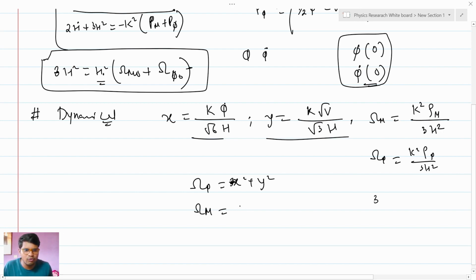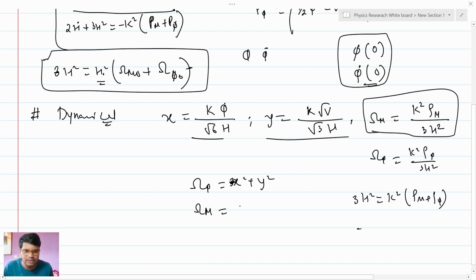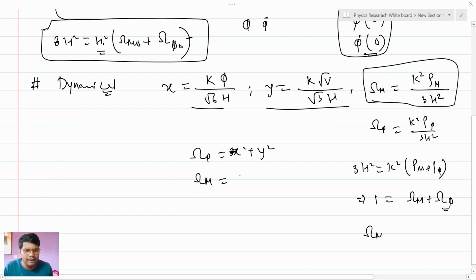1 minus, because over here we have 3H square, right? In this language, 3H square is equal to kappa square times rho m plus rho phi. And now that we are redefining it, I'm not using rho m0 and rho phi 0, so they are now variables. 1 is equal to omega m plus omega phi, right? So omega m I can write as 1 minus omega phi, which is 1 minus x square minus y square.